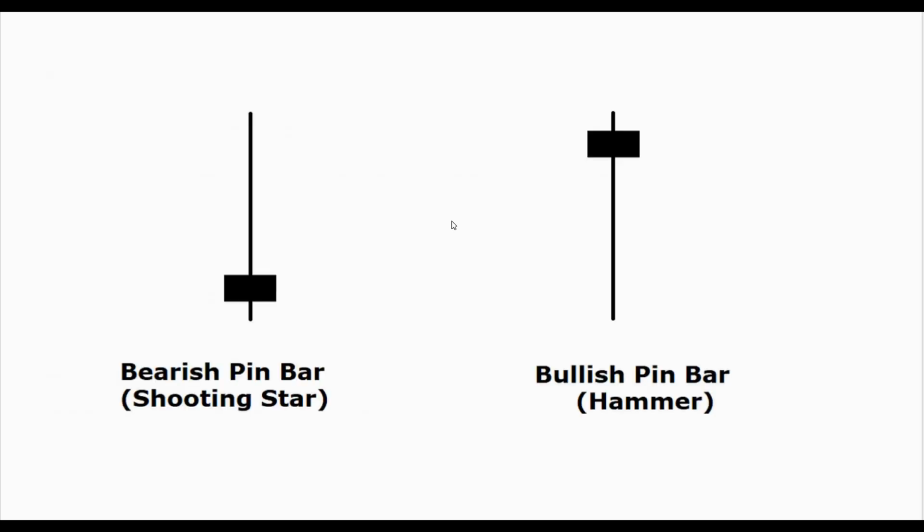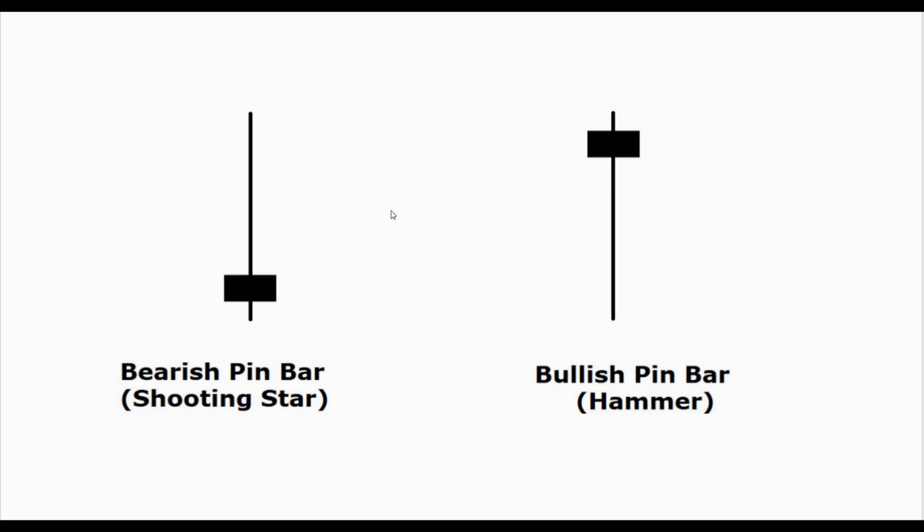Okay guys, let's move forward. So if you're wondering what a pin bar is, you should know that a pin bar is a candle with a small body and with a huge upside shadow spike, or a candle with a small body and with a huge downside shadow.